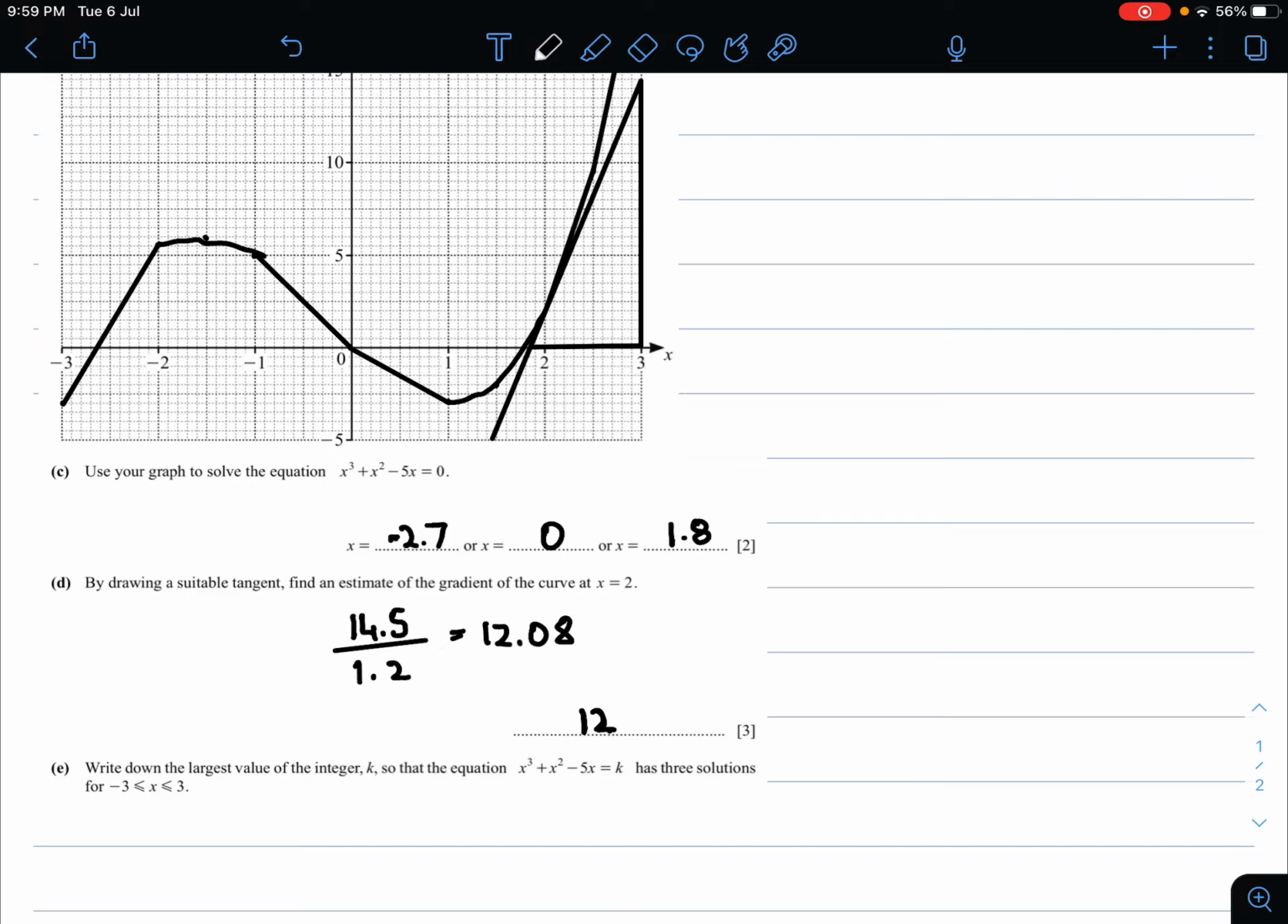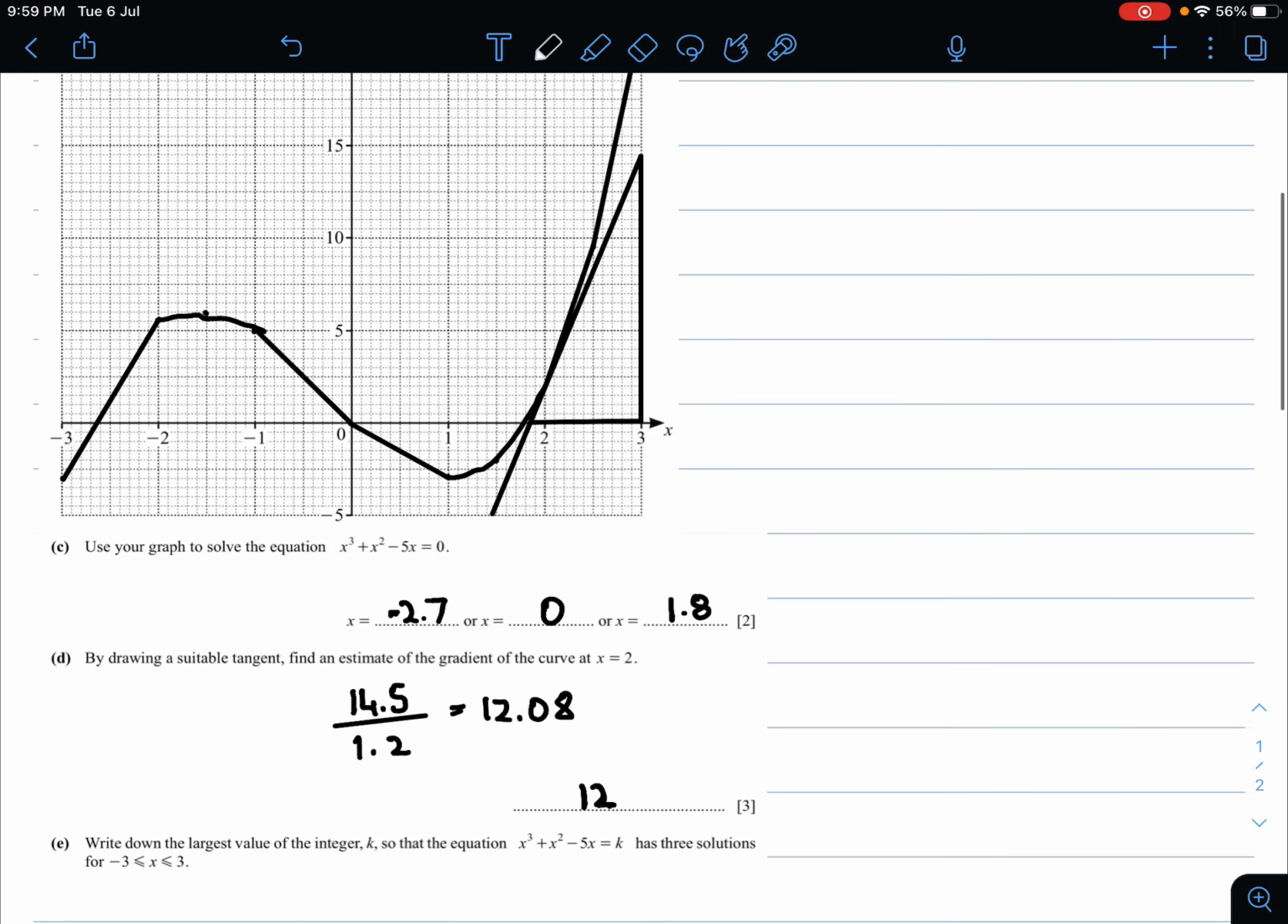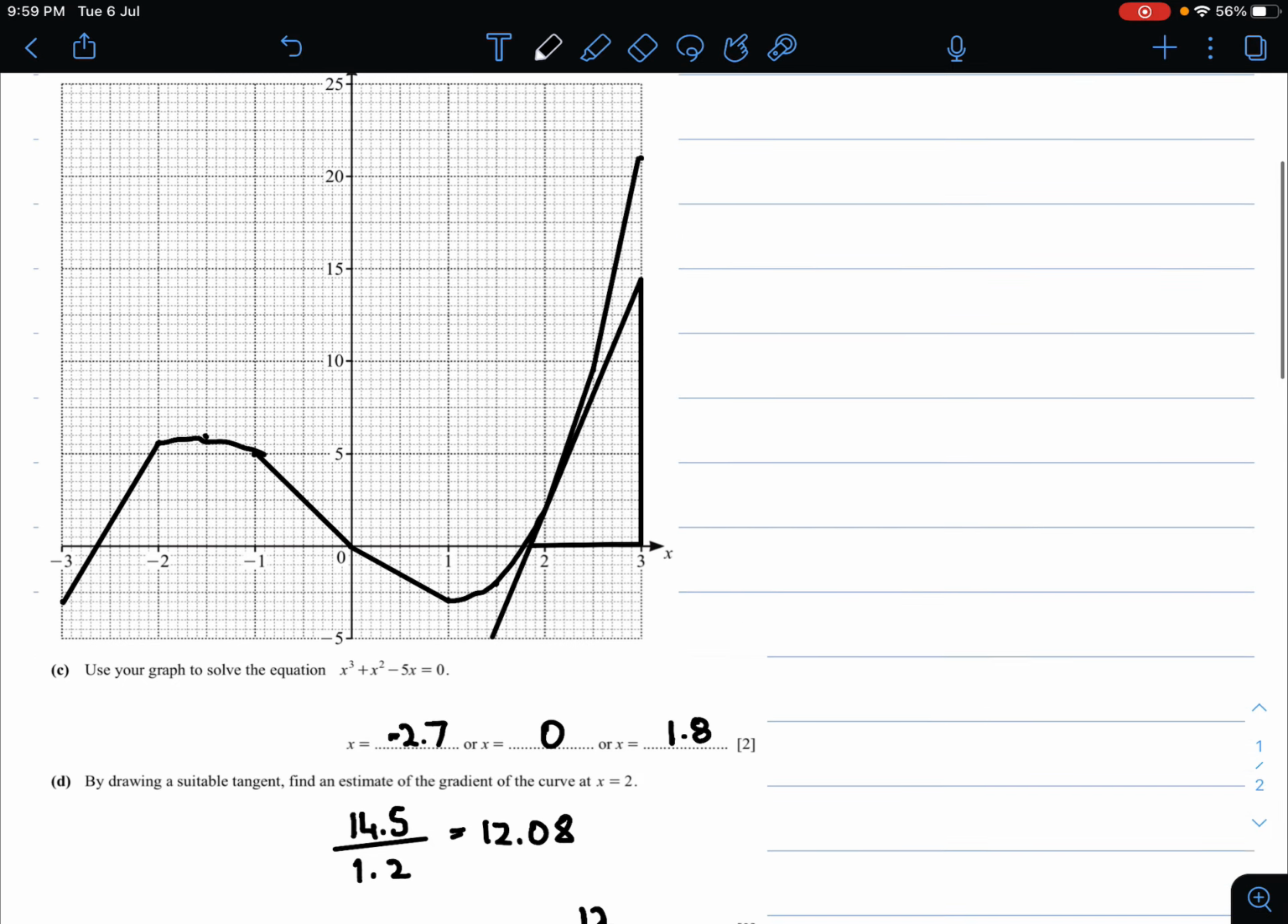Now let's move on to part E. Write down the largest value of the integer k, so that the equation x cubed plus x square minus 5x is equal to k has 3 solutions.